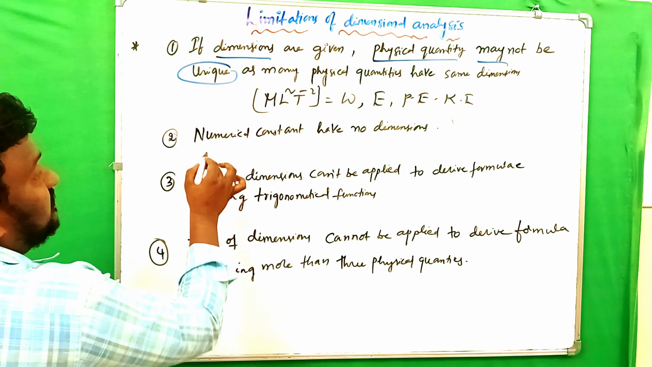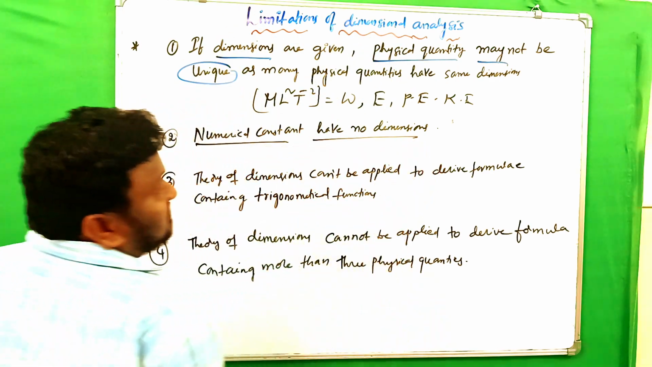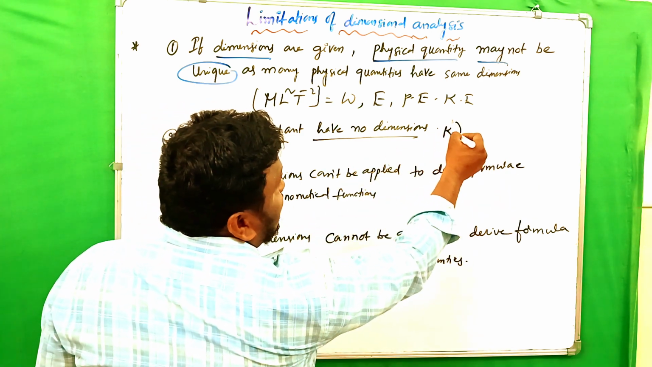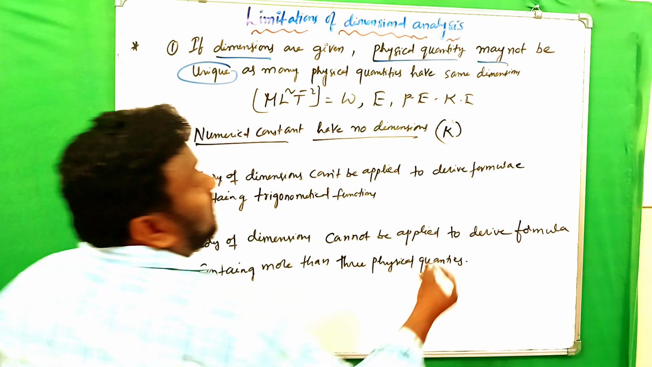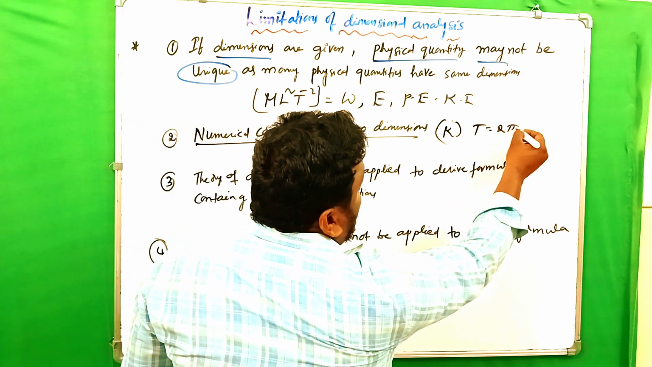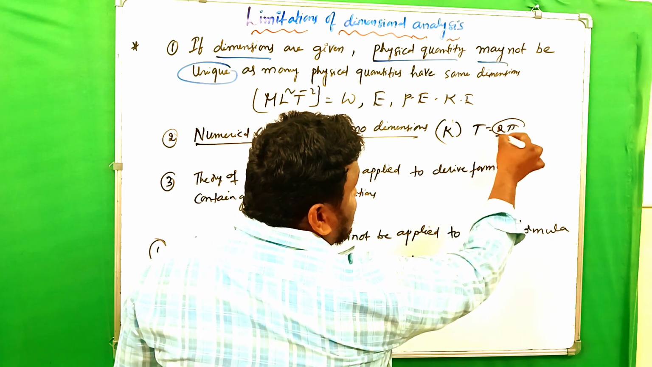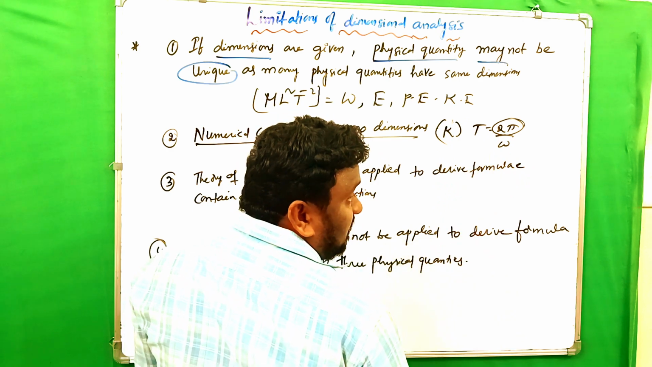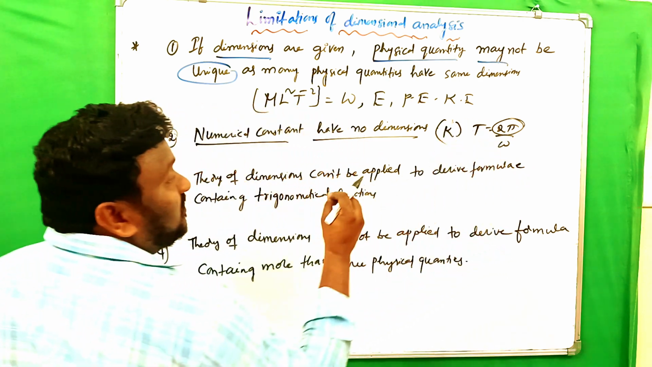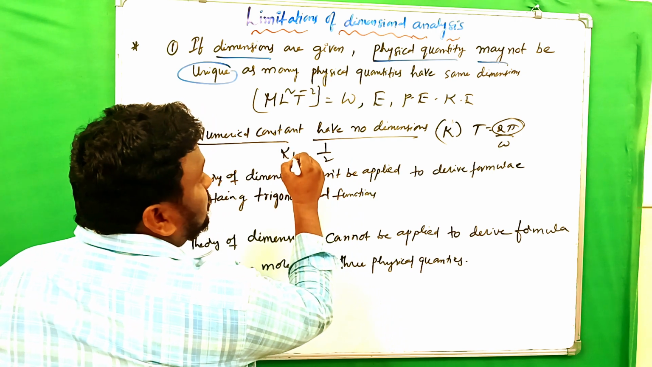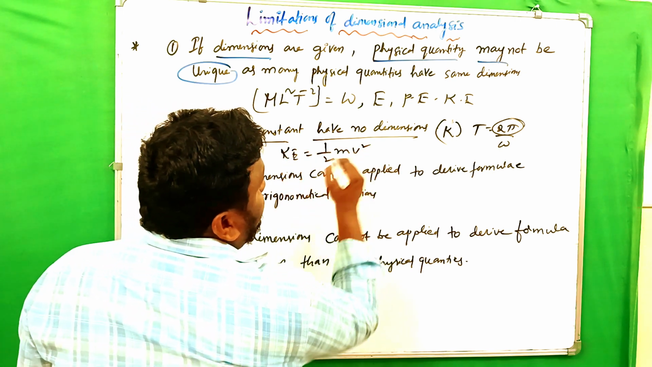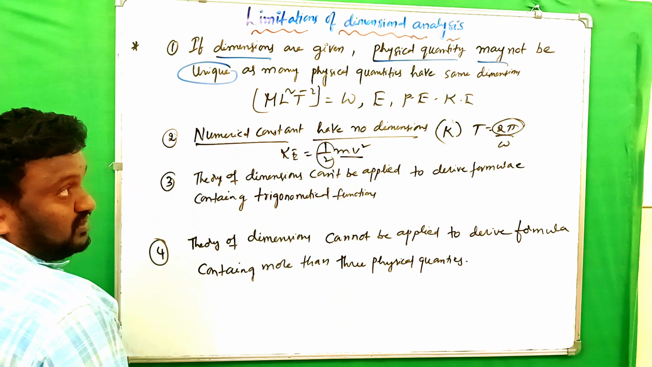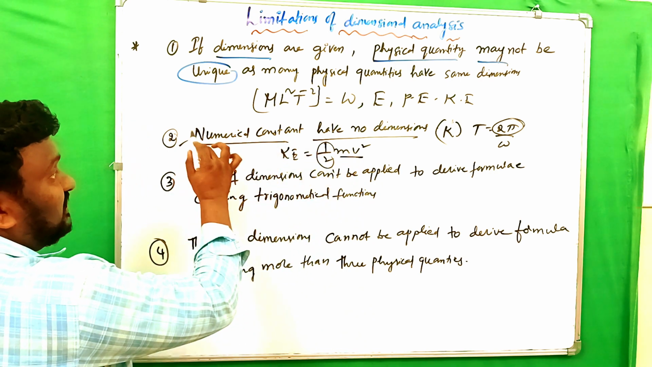Okay, and next, numbers have no dimensions. Dimensional analysis does not give any information about a proportionality constant like k. For example, T equals 2 pi by omega, we are writing something, but we are not discussing the 2 pi; we are simply comparing only the dimensions of physical quantities. For example, kinetic energy equals half mv square. We write mv square but nothing for the half. That's why this is another demerit.